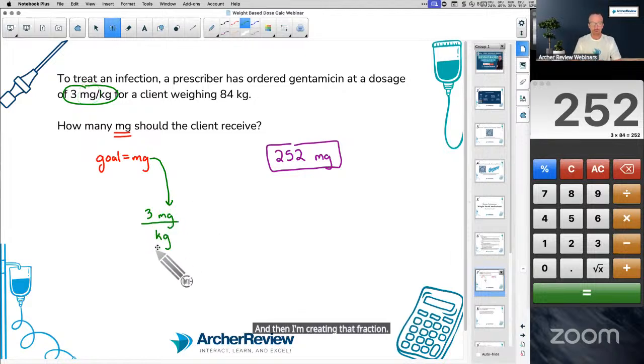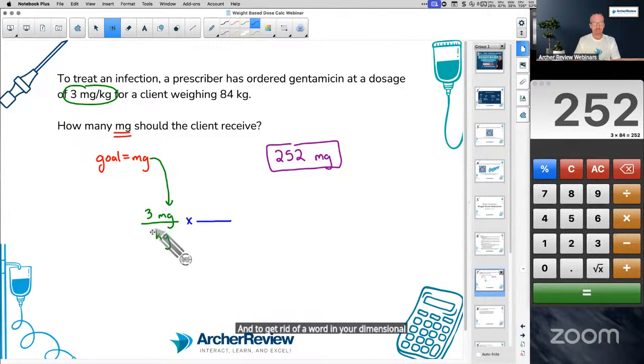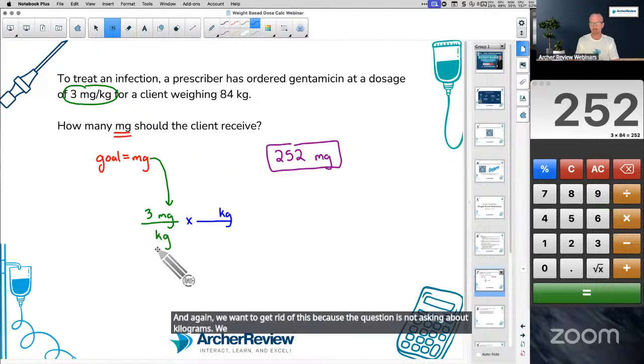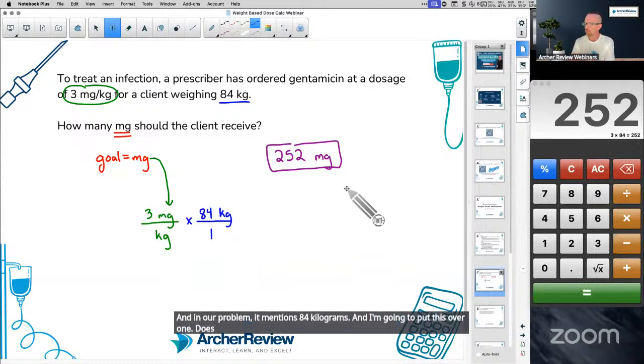Now, which one of these words do we not want? Our question says, how many milligrams? So we want to keep milligrams in our dimensional analysis, but we don't want kilograms. We want to get rid of this word. And to get rid of a word in your dimensional analysis, kilograms is at the bottom, so I'm going to throw kilograms at the top. Again, we want to get rid of this because the question is not asking about kilograms. We got to get rid of that kilogram. And in our problem, it mentions 84 kilograms, and I'm going to put this over 1. Does anybody know what the 1 truly represents?